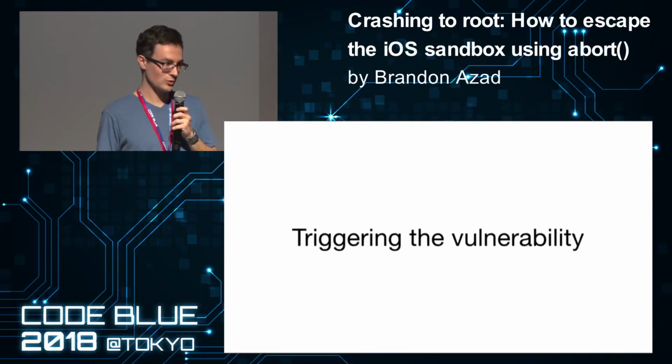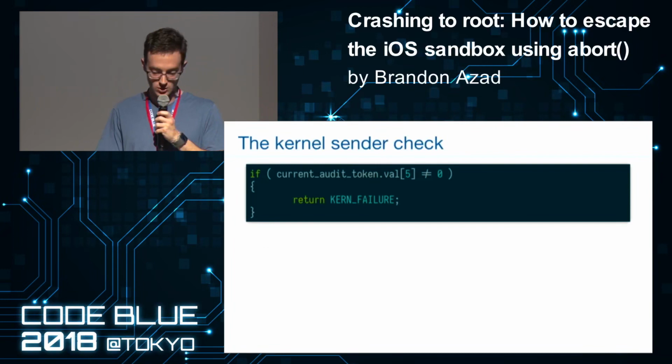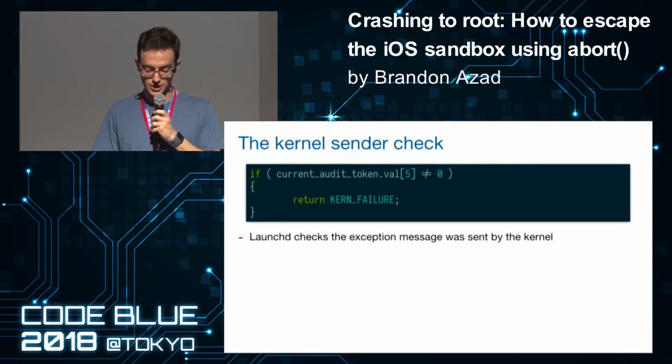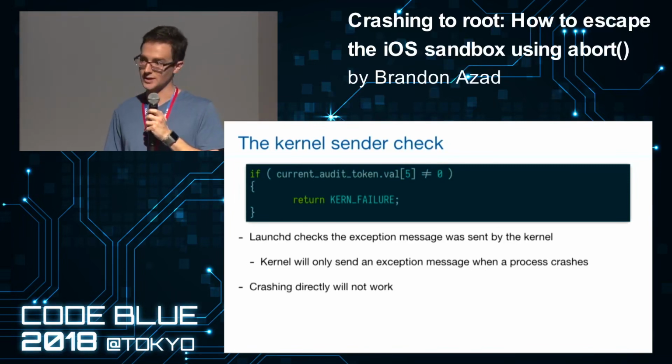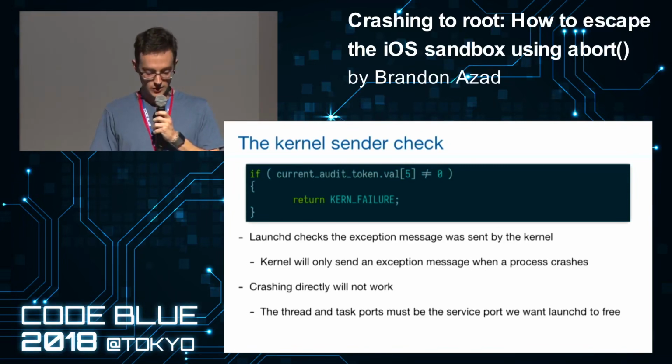So how do we actually go about triggering this vulnerability? If you recall, there's a conditional check in the code that we need to bypass if we're going to trigger the bug. This thing about an audit token. This code is LaunchD checking that the exception message was really sent by the kernel and not sent by some user space process. Now, this is problematic for us because the kernel will only send an exception message when a process actually crashes. And crashing our process directly will not work. Remember, the thread and task ports in the exception message must be send rights to the mock service we want to free, not real thread and task ports.